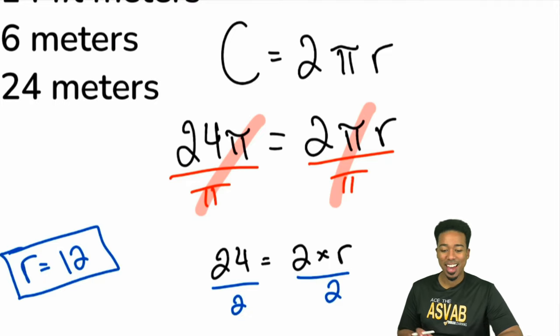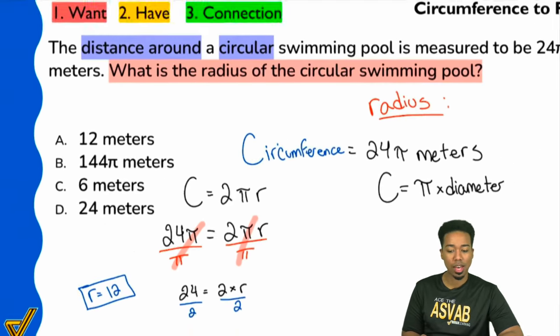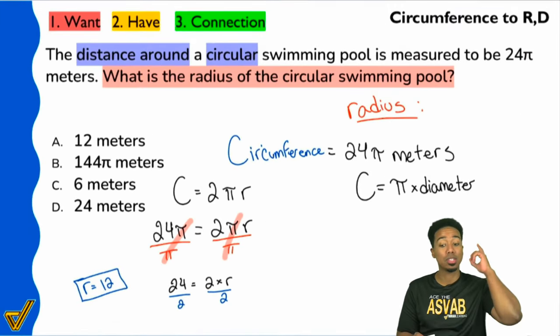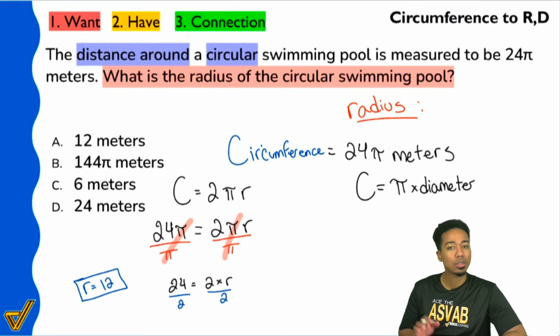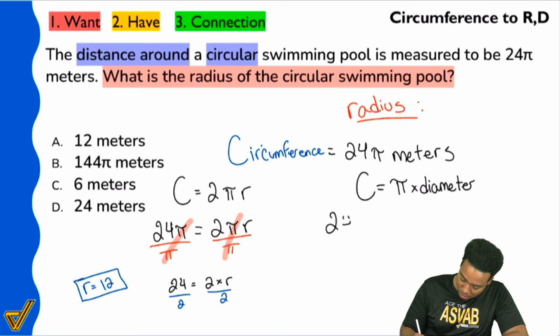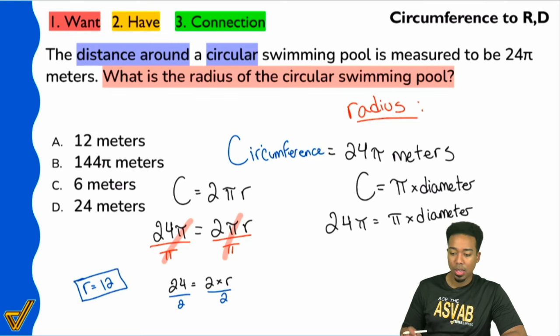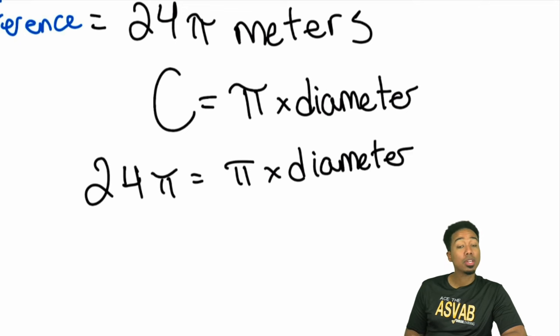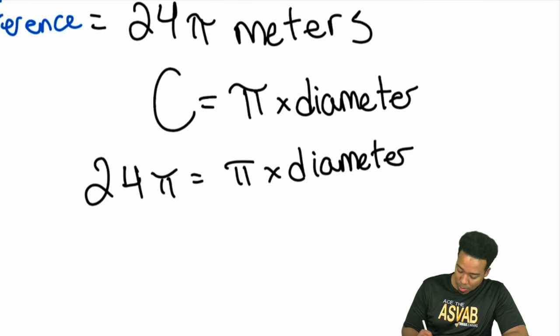We're there. Now, let's suppose that we accidentally used this formula instead. Well, that's no matter. Go ahead, plug in what you have for the circumference. 24 pi equals pi times diameter. We can still get to this point, even if we feel like we messed up, because what can happen now is we can divide by pi like we knew we could.